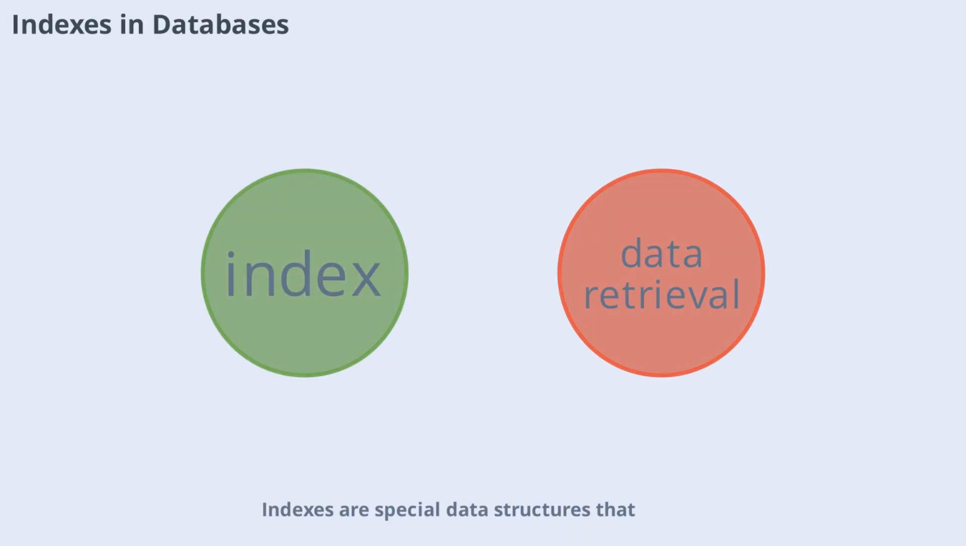Indexes are special data structures that improve the speed of data retrieval operations. Think of them like an index in a book, which helps you quickly find the information you need. By creating indexes on certain columns, databases can search and sort data much faster. However, indexes also require additional storage and can slow down data updates, so they must be used wisely.